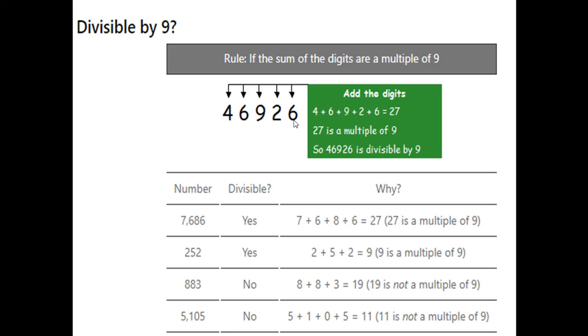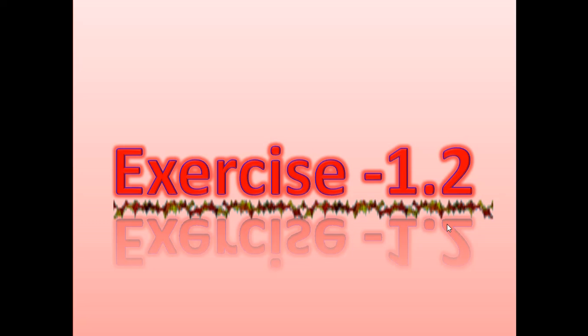One more example we will see, 7686. The individual digits you have to add together: 7 plus 6 plus 8 plus 6. These digits only you have to add. Understood? If that sum is a multiple of 9, then the number itself is divisible by 9. Understood? With this we'll move to the exercise.